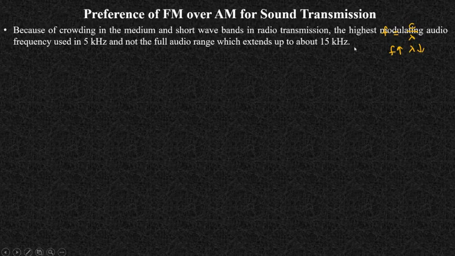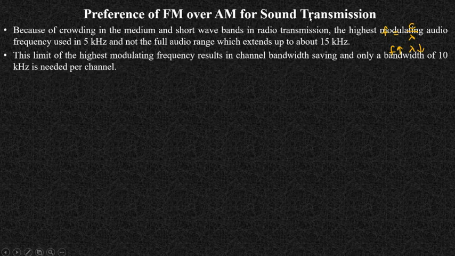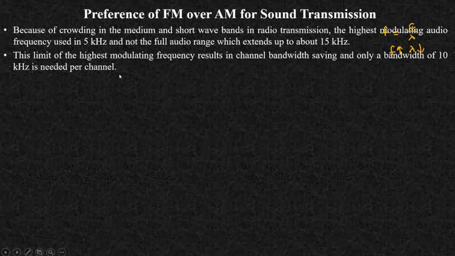and not the full audio range, which extends up to about 15 kilohertz. Though we are talking that our audio range varies from 20 hertz to 20 kilohertz, if you take normal audio, its frequencies are in between the range 3 to 5 kilohertz. ठीक है, सो वो पूरा का पूरा 15 किलोहर्ट्ज तक कभी भी यूज नहीं किया जाता. Next, this limit of highest modulating frequency results in channel bandwidth saving, and only a bandwidth of 10 kilohertz is needed per channel.